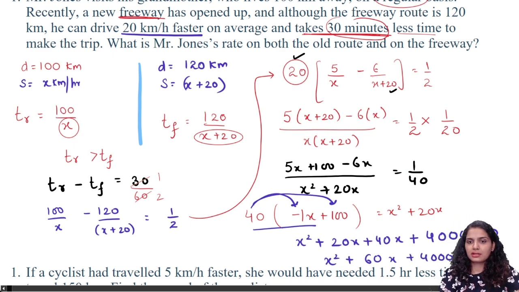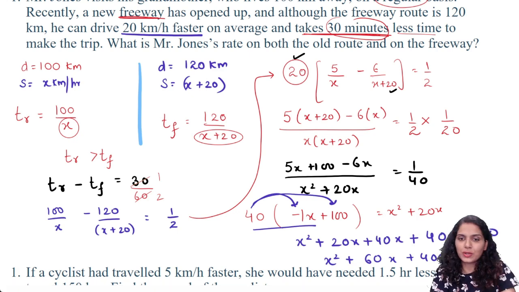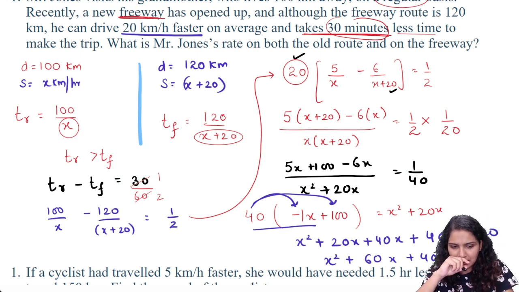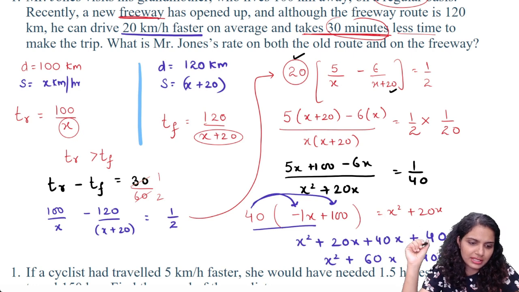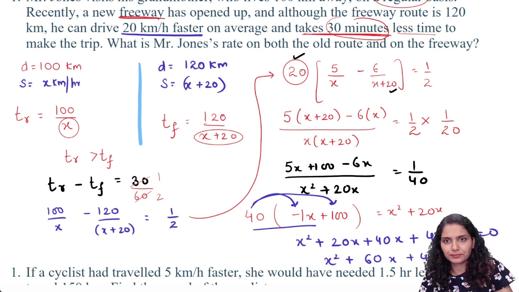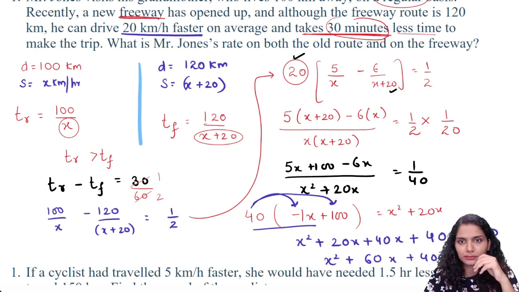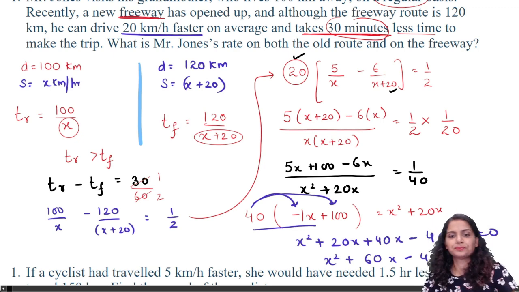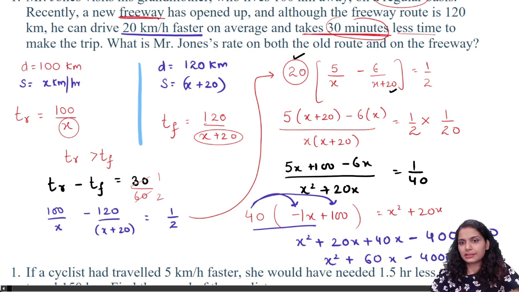Yes, so that's what we got, x square plus 60x. It should be minus or plus if I have not done anything wrong over here. Let me cross check. Sorry, yeah, it should be minus, no? Yes. Correct, it should be minus.